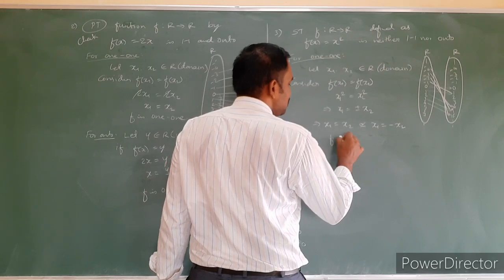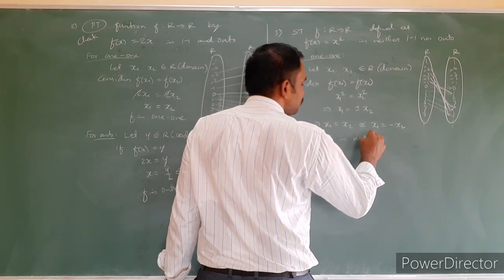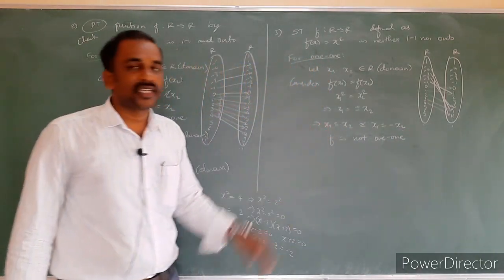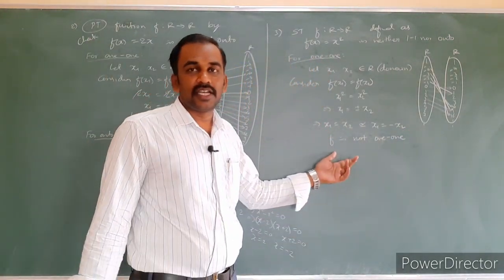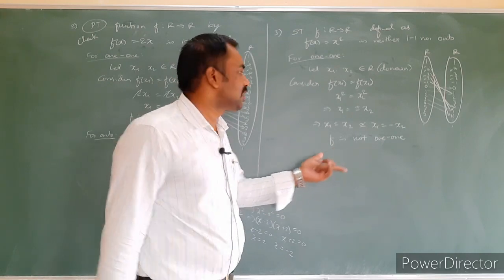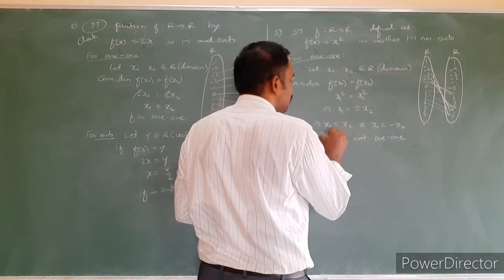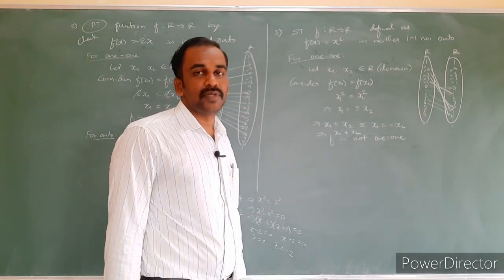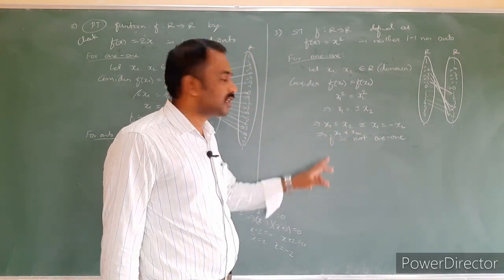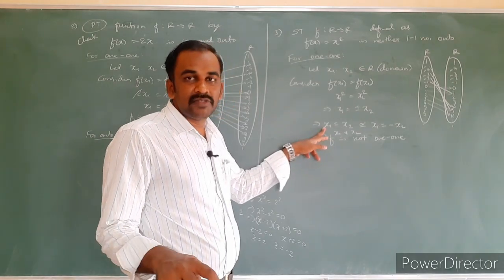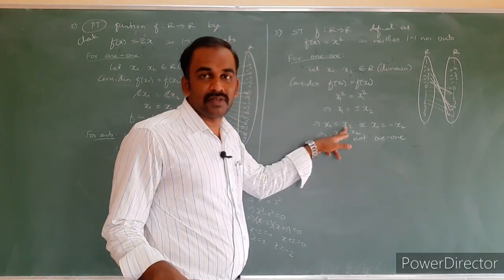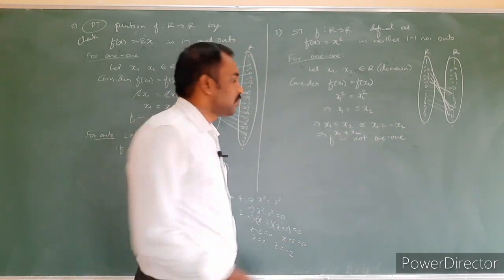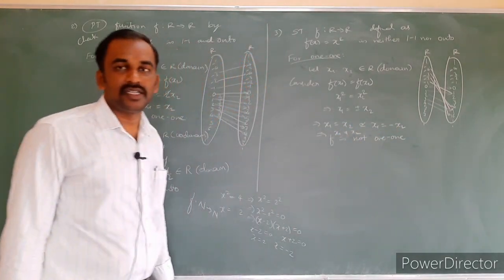So f is not 1-1. Why is it not 1-1? Because x1 is not equal to x2. Obviously you can say that from this, x1 is not equal to x2, therefore f is not 1-1. Why is x1 not equal to x2? In the same situation, once it is plus x2 and once we get minus x2, which is not possible. That's why f is not 1-1.